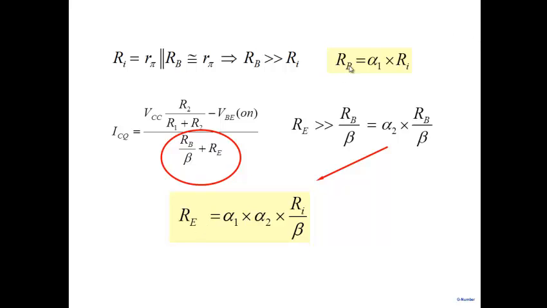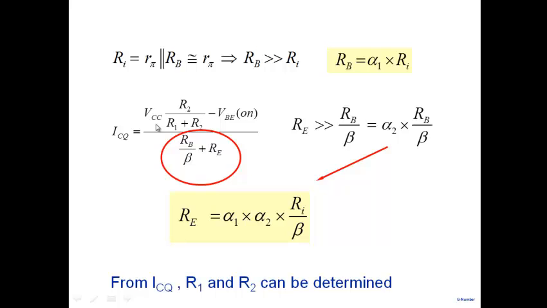So once you make this choice, how large you want to make RB as compared to the input resistance, and how large you want to make RE as compared to RB by beta, then immediately from there you get a value for RE. So you decide on RE, and remember we already know ICQ and RC. Then from ICQ and RE, if you look at this expression, and RB also you would know once you made a choice, you can determine R1 and R2. So then your design is complete.